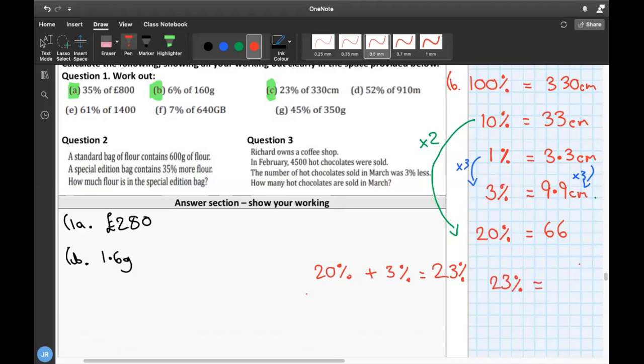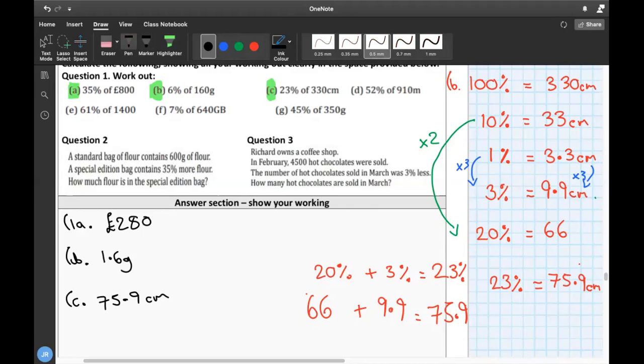And so I'll now need to do the same with the amounts. 20%, that was 66. 3%, that was 9.9. So I now need to add those together and I get 75.9. All of my units were in centimetres, so they'll be in centimetres for my final answer as well. Okay, so that was C, and we had 75.9 centimetres.